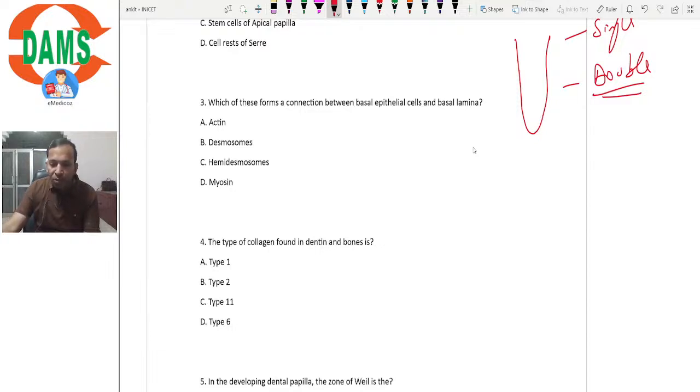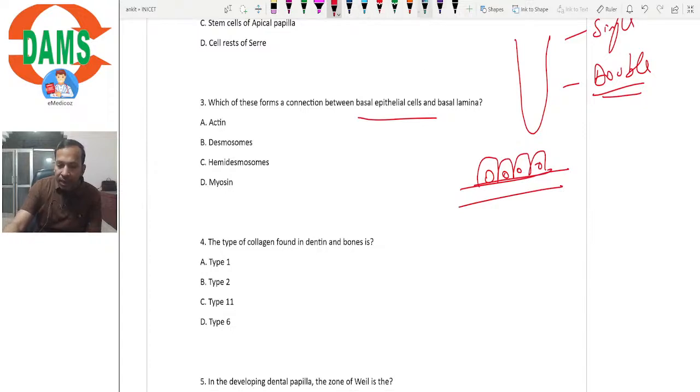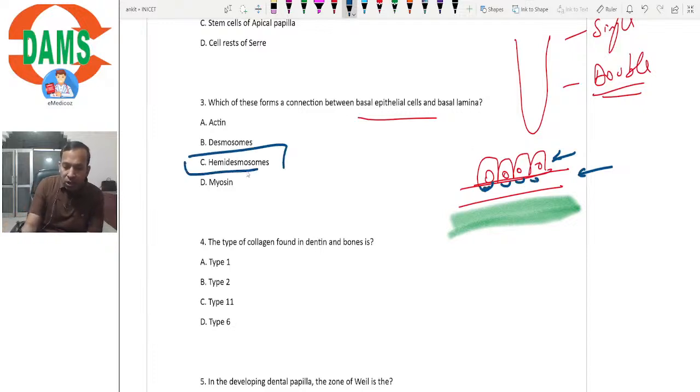Which of these forms a connection between basal epithelial cell and basal lamina? So basal epithelial cell, stratum basale, right? Stratum basale, and just beneath the stratum basale is the lamina lucida, and beneath the lamina lucida is the lamina densa, right? They are asking about the connection of stratum basale to the lamina lucida, and it is through the hemidesmosomal junctions, right? It is through the hemidesmosomal junctions.